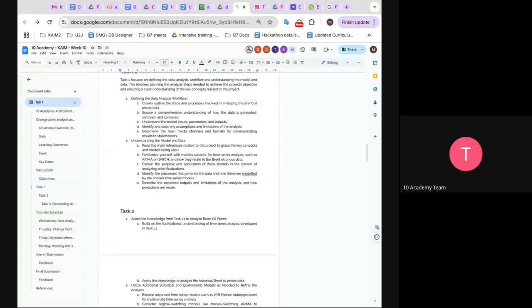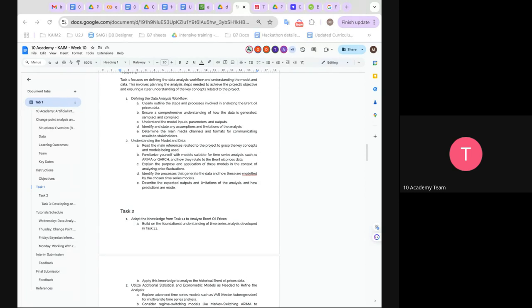Then the next is understanding the model and data. You need to read the main references related to the project to grasp the key concepts. We have attached many references there. And you need to be familiarized with time series analysis techniques, like predicting the change, experimenting on the change, and how this relates to the Brent oil price data. And you need to explain the purpose of applying this model. Let's say you take ARMA, and you need to define why you want to use it.